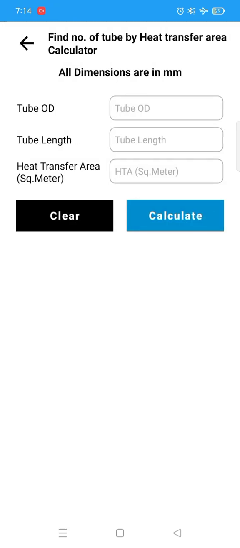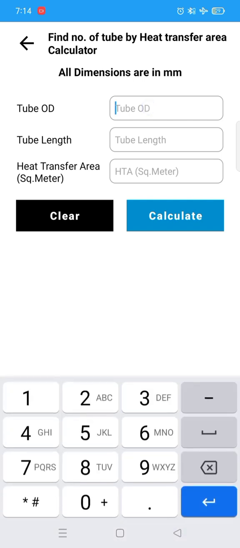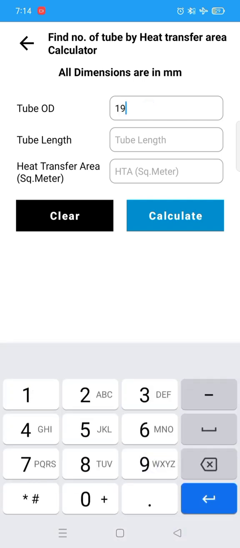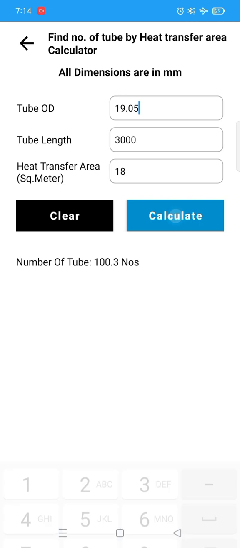By this function you can find the number of tubes. If you have a heat transfer area but you want to find the number of tubes, by this function you can find it. Tube OD is 19.05, tube length is 3000 mm, 3 meter, and heat transfer area is 18. Calculate. Number of tubes is 100.3, round figure is 100, so you can use 100 tubes.